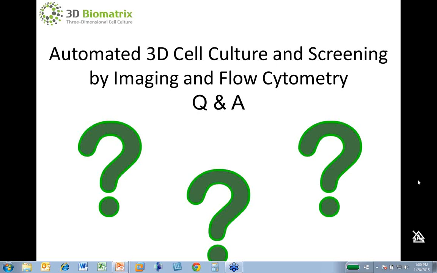Obviously, if you put a whole lot of cells into a small amount of media, you're going to have to change media more frequently, and that's something you'll have to address with your model. And then the analysis part goes along with how long you can keep the spheroids alive and happy in the hanging drop plates. So as long as the cells are happy, you can analyze them.